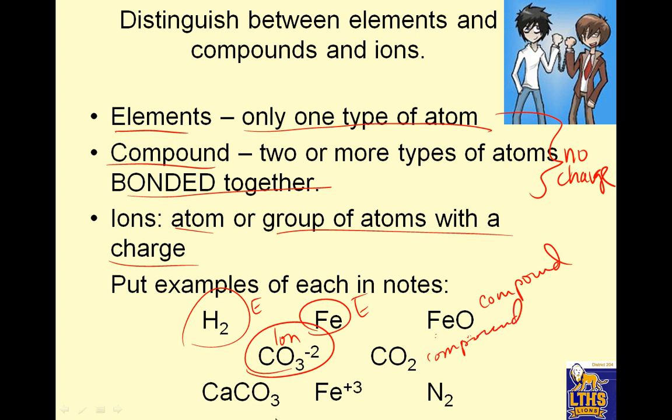All right. What about this? CaCO3, that's a heck of a lot of atoms. I don't see any charges, so this is a compound. Fe 3+, wait a second, it has a charge, it's an ion. N2, element. It's two atoms of N bonded together.